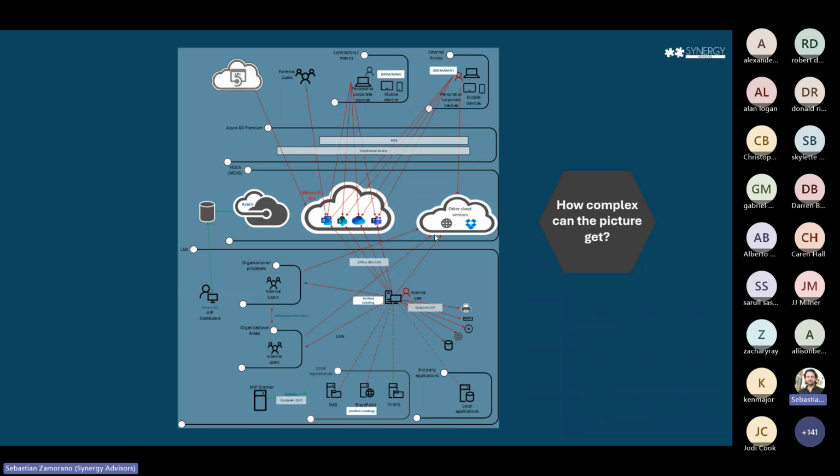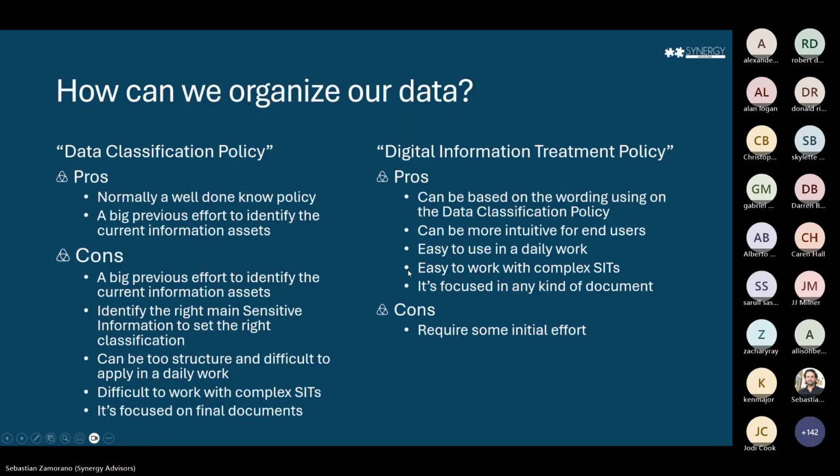Purview Data Map is for structured data like SQL, Oracle, and other services that reside on cloud. And let's go. Okay, today, when we talk about a data classification policy, we can discuss a lot about pros and cons. I am open to discuss that on LinkedIn and in other sessions. But in general, it's a well-known policy.